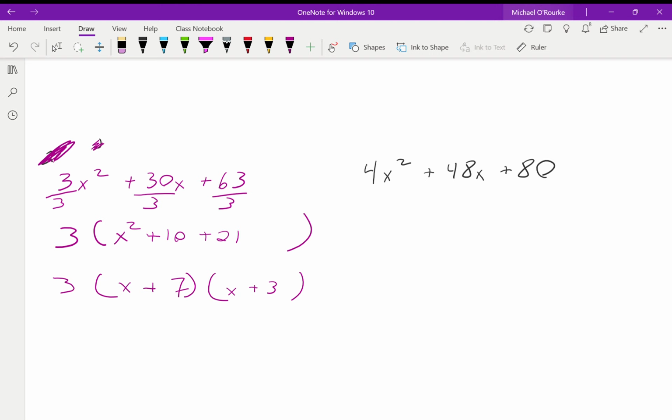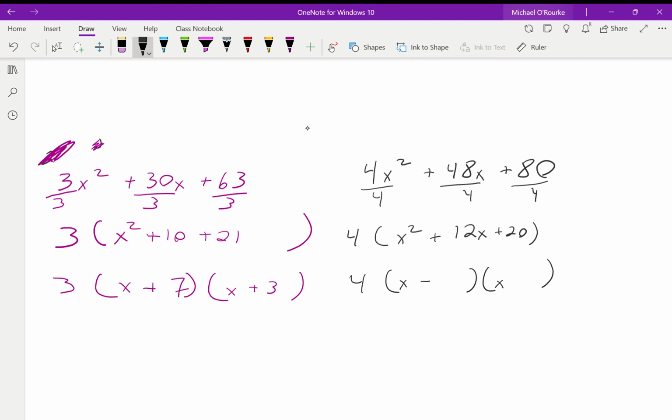Okay, we're back. Sorry, whenever I say pause the video, sometimes I take my own break. So we're going to take out 4 from each of these: x squared plus 12x plus 20. Do we have numbers that work on this one, or is this one that doesn't work? Oh, numbers work. There's going to be plus 2 and plus 10.